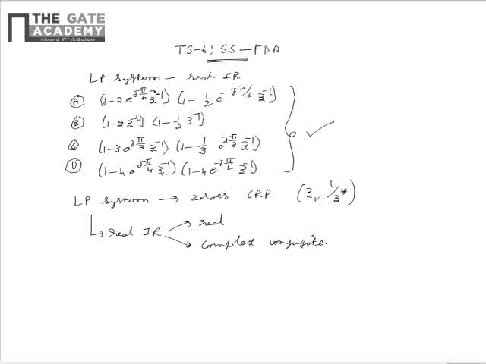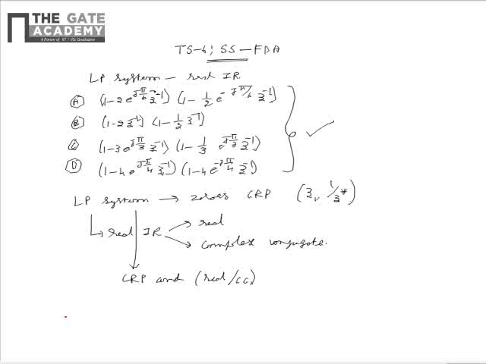That is, given any generic system, if zeros are real or complex conjugates, and likewise the poles, then the system will have the real impulse response. So from this we see that out of the given four options, we need the one which has zeros as conjugate reciprocal pairs and zeros as either real or complex conjugates.